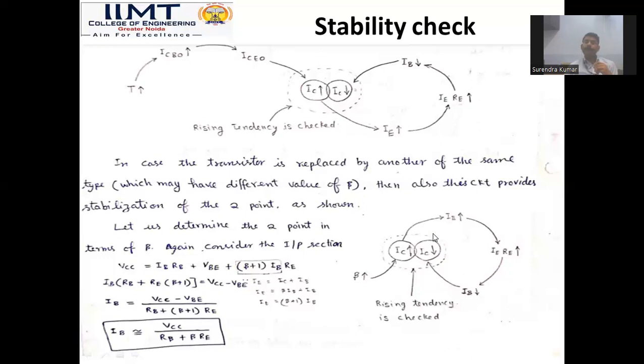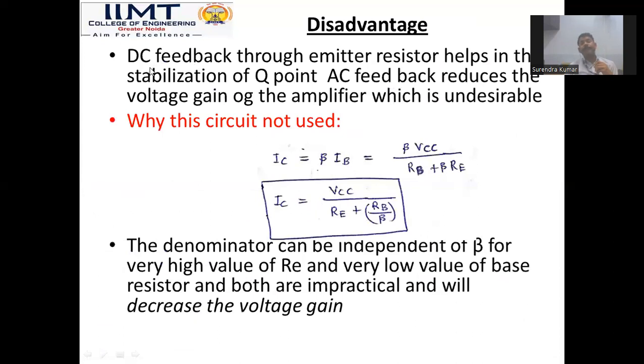So let's check the disadvantages of this circuit. DC feedback through emitter resistor helps in the stabilization of Q current. But AC feedback reduces the voltage gain of the amplifier, which is undesirable. So the same drawback is with this type of circuit. It also reduces the AC voltage gain, which is not desirable.